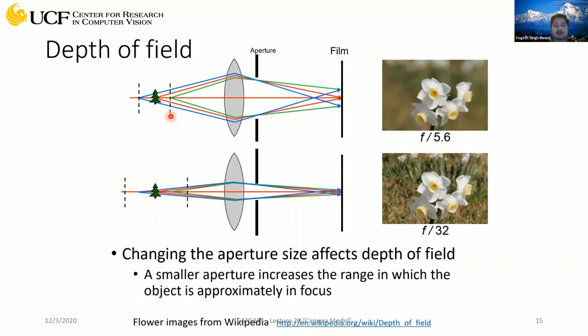And this depth of field is controlled by the aperture. If your aperture is too big, then your depth of field will be very small. But if your aperture is very small, you're going to have a very high depth of field. Okay.